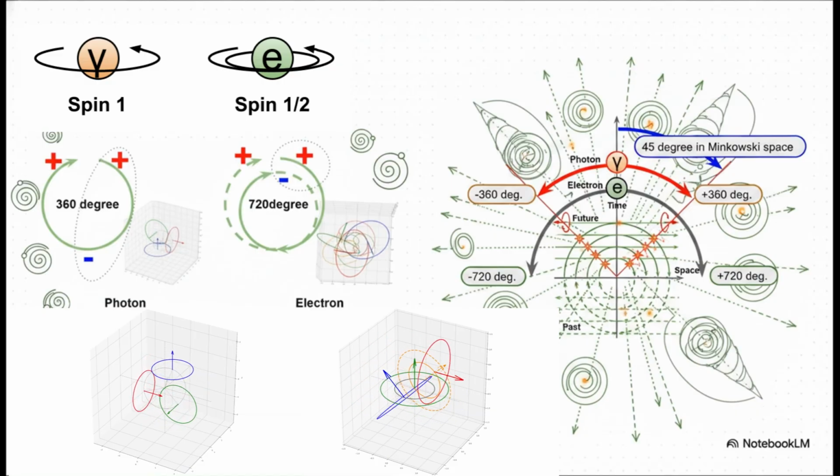Now, for an electron to absorb a photon's energy, their rotation axes literally have to align. And because of their differing symmetries, they end up constantly interacting at a very precise 45-degree phase angle. Here's the kicker. In the mathematics of Minkowski space, which is the geometric model of our 4D universe, a 45-degree angle corresponds exactly to the speed of light. This interaction right here, it's the literal genesis of what we perceive as spacetime.